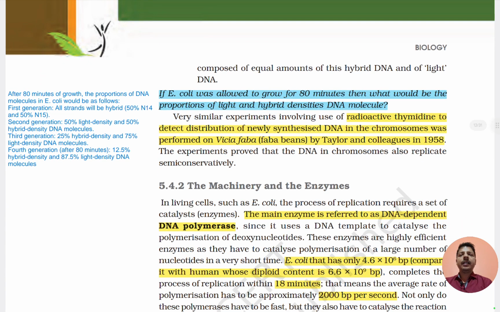Here a question is asked: if E. coli was allowed to grow for 80 minutes, what would be the proportion of light and hybrid density DNA molecules? The answer: after 80 minutes of growth, the proportion of DNA molecules in E. coli would be as follows. First generation, all strands will be hybrid, that is 50% N14 and 50% N15. Second generation, 50% light density and 50% hybrid density DNA molecules. Third generation, 25% hybrid density and 75% light density DNA molecules. Fourth generation, after 80 minutes, 12.5% hybrid density and 87.5% light density DNA molecules are found.